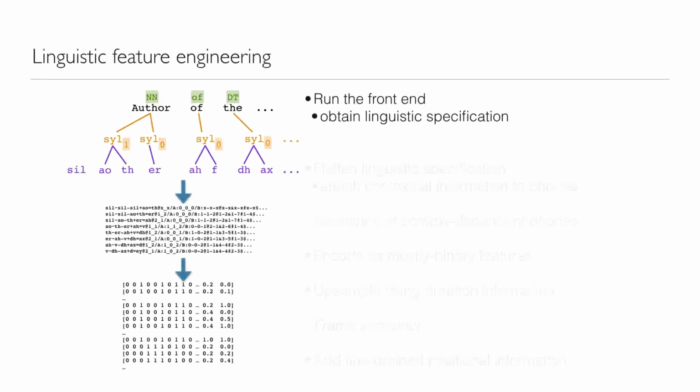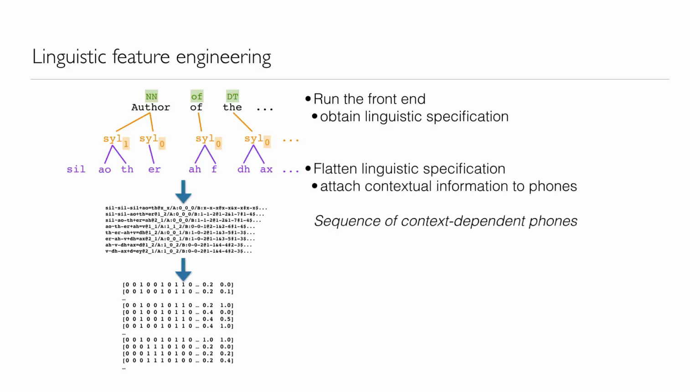Okay, this is the complete picture of the linguistic feature engineering, where we take the linguistic specification from the front end and flatten it to get a sequence of context-dependent phones, which you can see in the left-hand side, the middle block, and that's where we convert the sequence of context-dependent phones into a sequence of linguistic vectors. How do we do that? It is simply to encode as mostly binary features and some numerical features, where we have the suprasegmental features.